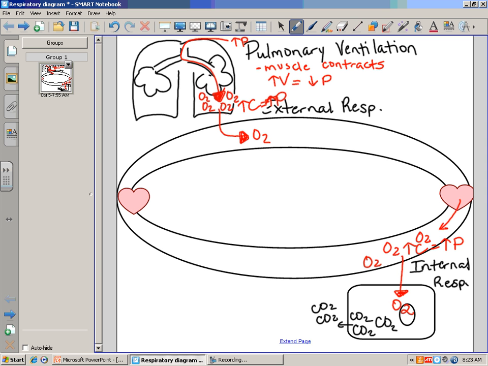Right. Anytime we're looking at pressures, you're not just saying pressure's high. It's always higher than. You're always comparing two areas. So when we look at the first part, pulmonary ventilation, we're comparing the pressure outside the body and the pressure in the lungs. We don't really care what's going on in the blood at that time. We're comparing the two. Then when we look at external respiration, we're comparing pressure between the lungs and the blood. We're not worried about what's outside the body anymore.